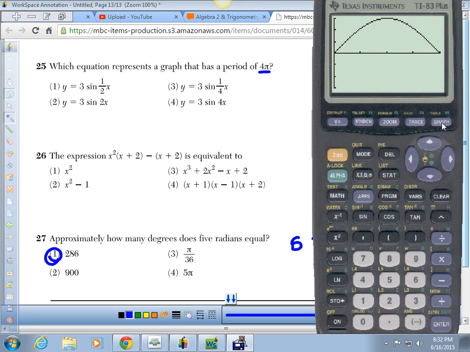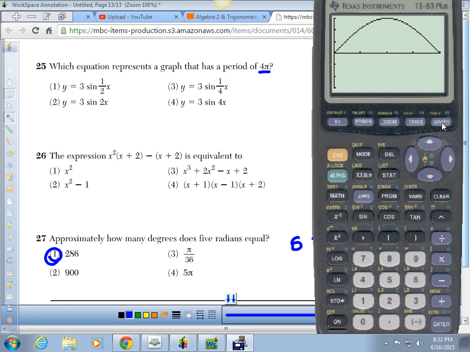Period just means how long does it take to complete one cycle. Well, if they're telling me that the period is 4 pi, well, that's what I'm going to make my x-axis to be, is 0 to 4 pi. And I'm going to find out which one completes one cycle in that amount of time. Okay. All right with 25?